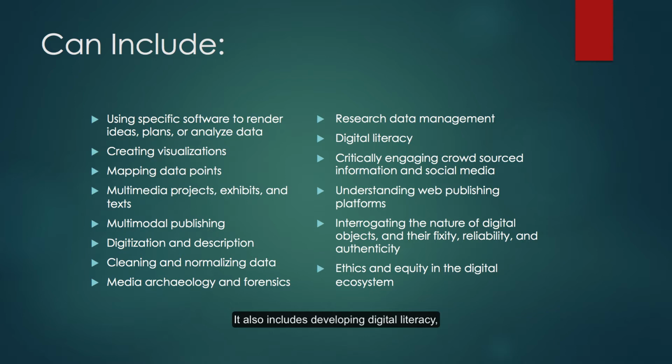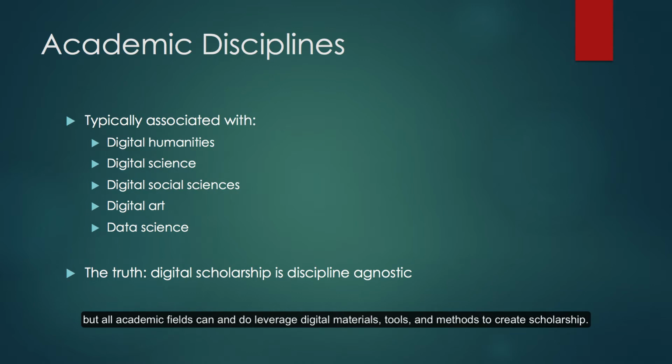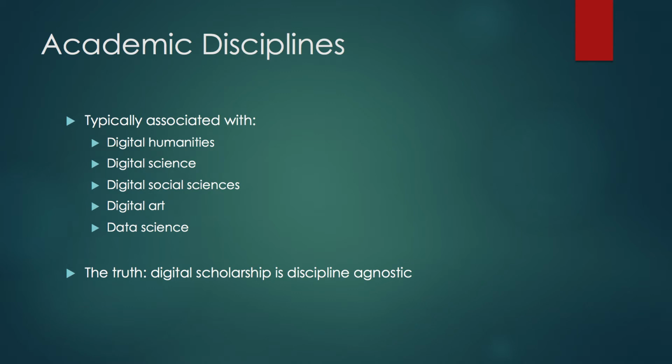It also includes developing digital literacy and critically engaging with topics like crowdsourced information on web-based platforms, what digital objects are and how they can be verified, preserved, or manipulated, and ethics in the digital ecosystem. The fields we tend to associate with digital scholarship are digital humanities, digital science, digital social sciences, digital art, and data science. But all academic fields can and do leverage digital materials, tools, and methods to create scholarship. Digital scholarship is discipline agnostic and is a great approach for multidisciplinary work.